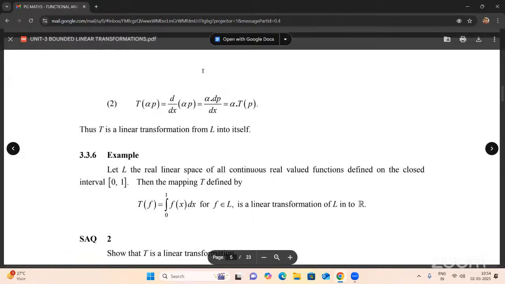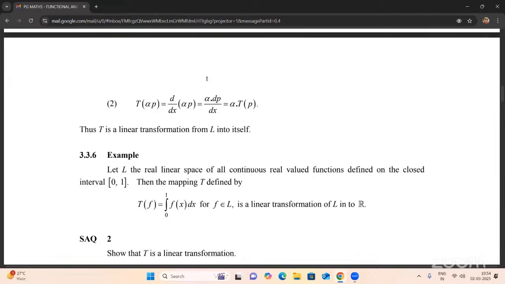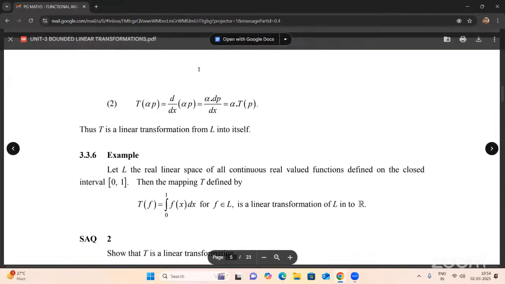Okay, there is no doubt. And in the same manner, the integral transformation. So how to define the integral? Just take the real line. We are taking so many functions on the real line: f, g, h. These form the real linear space of all continuous real valued functions defined on the closed interval 0, 1, where the initial point coincides with the terminal point.